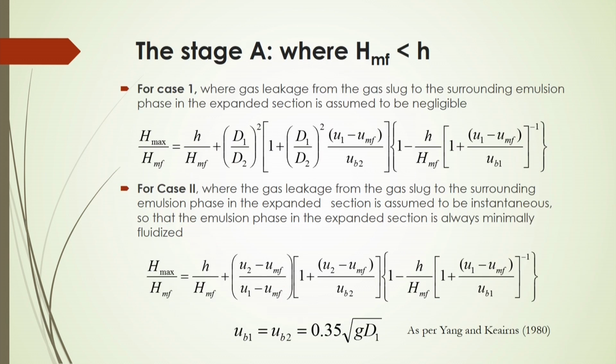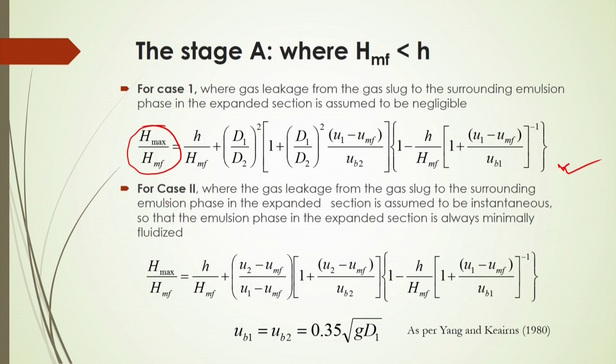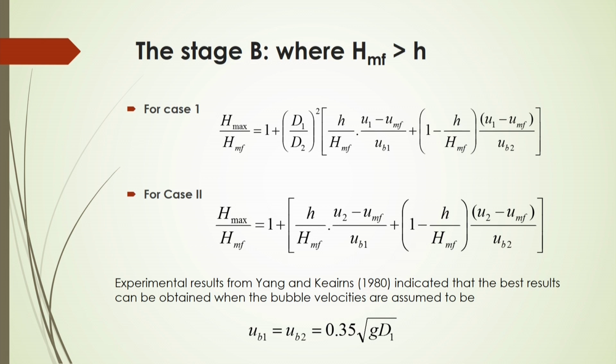And then for stage A, where HMF is less than H, you will be able to calculate H max from the equation given in this graph, and for case 2, H max also has to be calculated from this equation, as per Young and Keynes 1980. If the stage is where HMF is greater than H, then you have to use this equation to calculate the H max, that means the maximum height, and for case 2 it will be here.